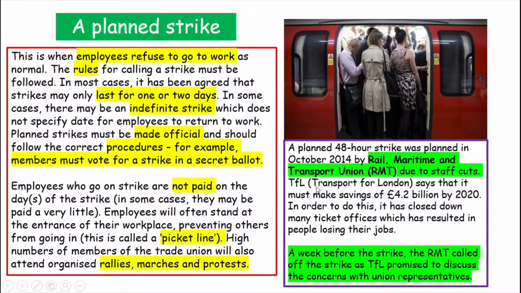Here's the case study of a planned strike. A planned 48-hour strike was planned in October 2014 by the Rail, Maritime and Transport Union, RMT, due to staff cuts. TfL, Transport for London, said that it must make savings of £4.2 billion by 2020. In order to do this, it had closed down many ticket offices, which had resulted in people losing their jobs. A week before the strike, the RMT called off the strike as TfL promised to discuss the concerns with union representatives.